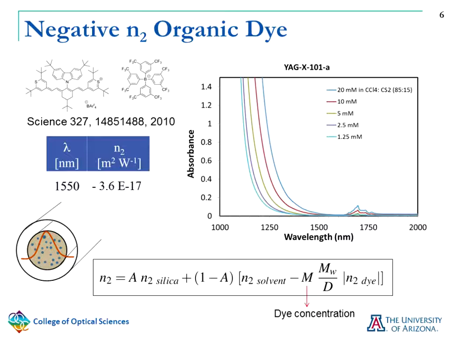The organic dye that we use for this work is YAG 101A. On the right, you can see the absorbance spectra of different concentrations of this dye. You can see that around 1550 nanometers, the absorption of this dye is very small, so we don't have to worry about the absorption loss of this dye inside the fiber. The interesting thing about this dye is its nonlinear refractive index, which is shown in this table here. We can see that the nonlinear refractive index of this dye is relatively large, and it is negative at 1550 nanometers.